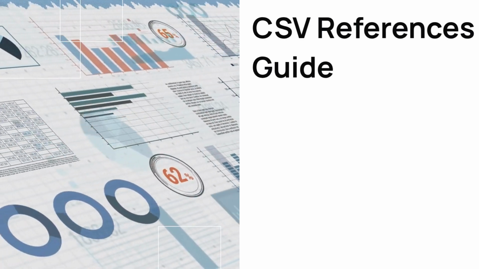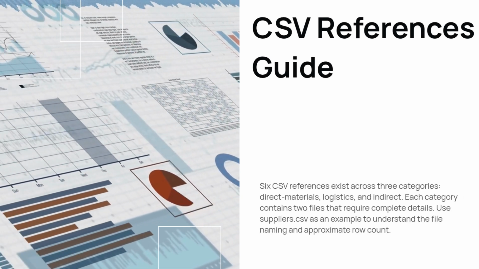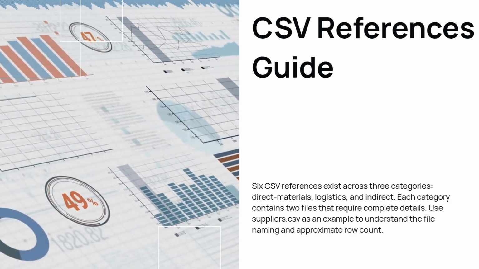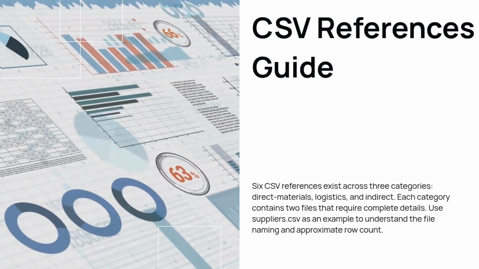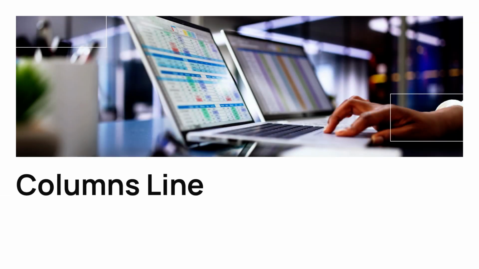You have 6 CSV references across the 3 category files, 2 in direct materials, 2 in logistics, 2 in indirect. Each one needs the full shape. Take suppliers.csv as the worked example. The reference names the file and the rough row count. Below that, a columns line lists every field: supplier_ID, supplier_name, state, makes, annual_value_ID, contract_end, status.